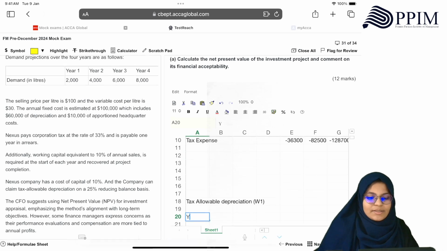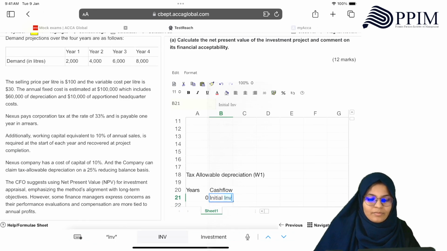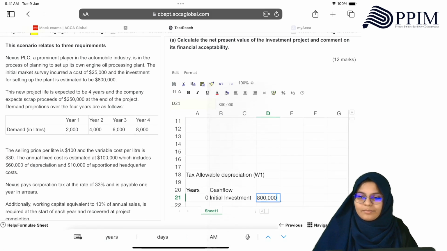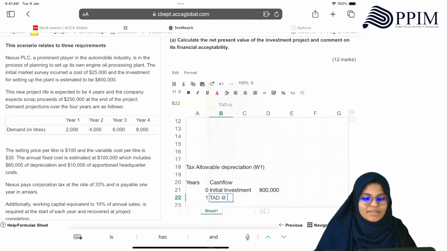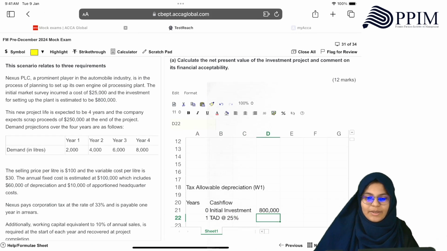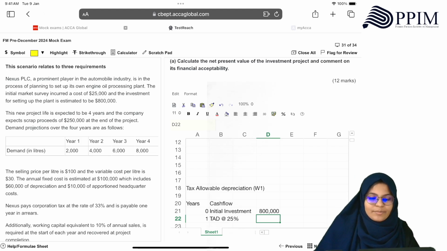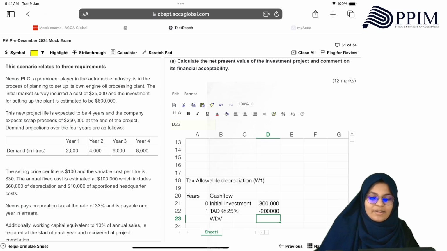So I have the years, year naught, there is a cash flow. How much is that? It's the initial investment. Initial investment is 800,000. Okay. Right. So on this initial investment in year 1, I will claim tax allowable depreciation at 25%. Okay. So 25% into 800,000, that will be 200,000. So minus 200,000. That will give me the written down value at the end of year 1, which is 600,000.